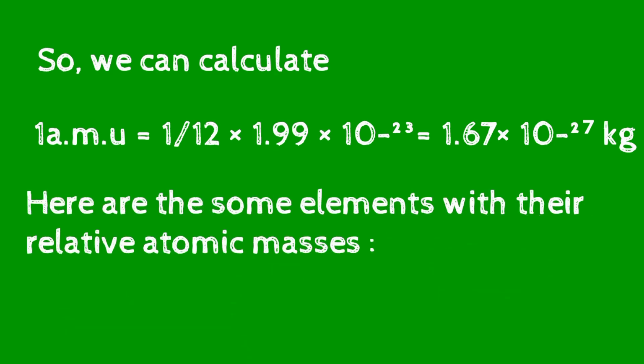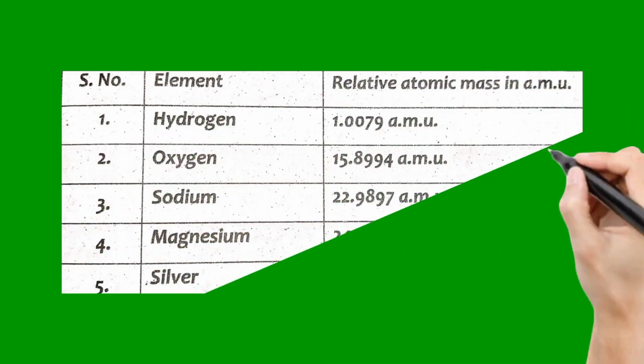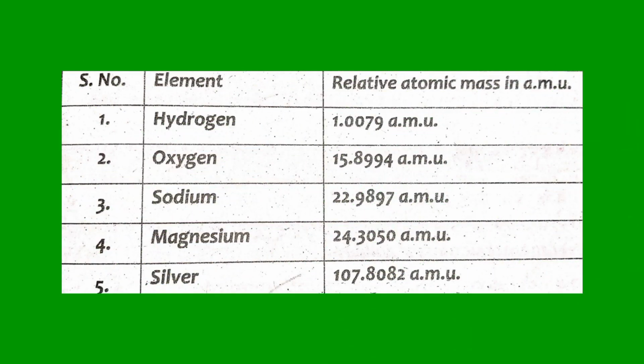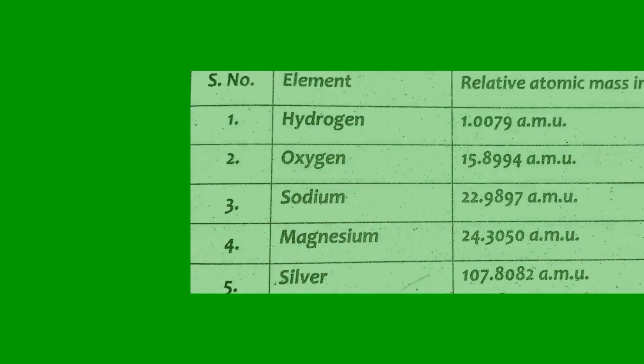Here are some elements with their relative atomic masses. The table shows that different elements have different relative atomic masses in AMU. For example, if we look at oxygen, it has 15.8994 AMU. This table shows that silver has a large relative atomic mass in AMU, with 107.